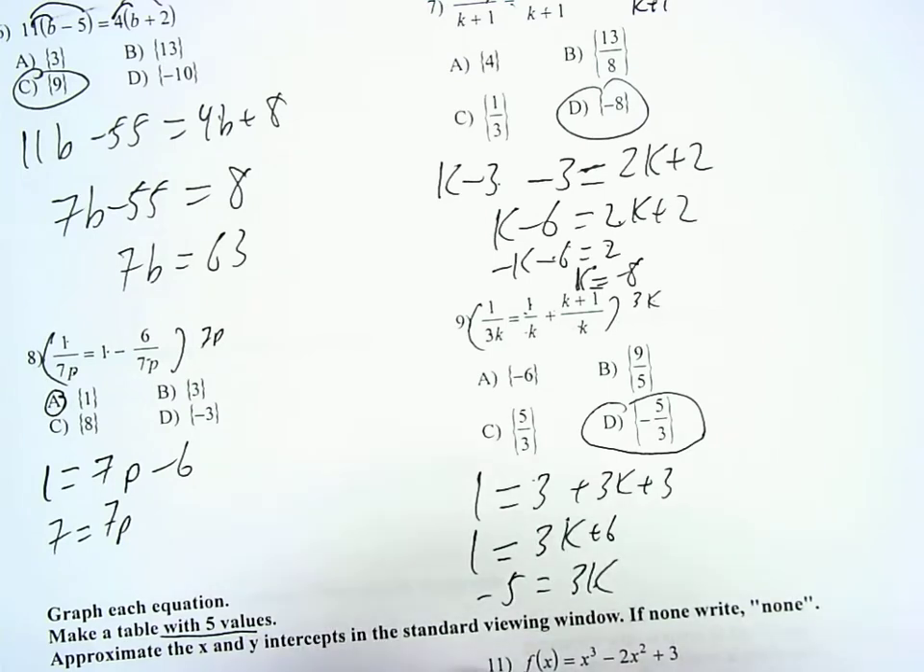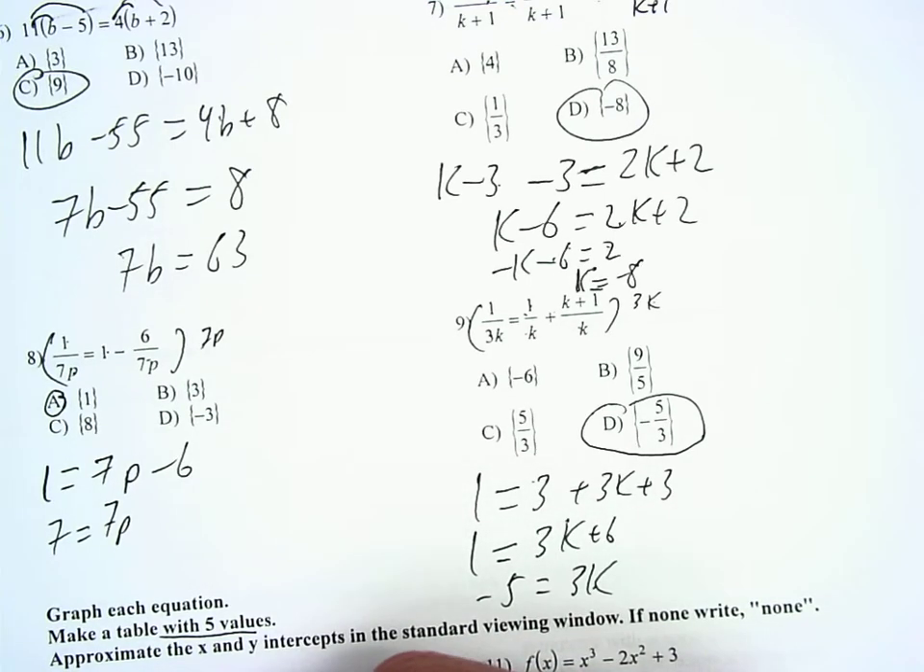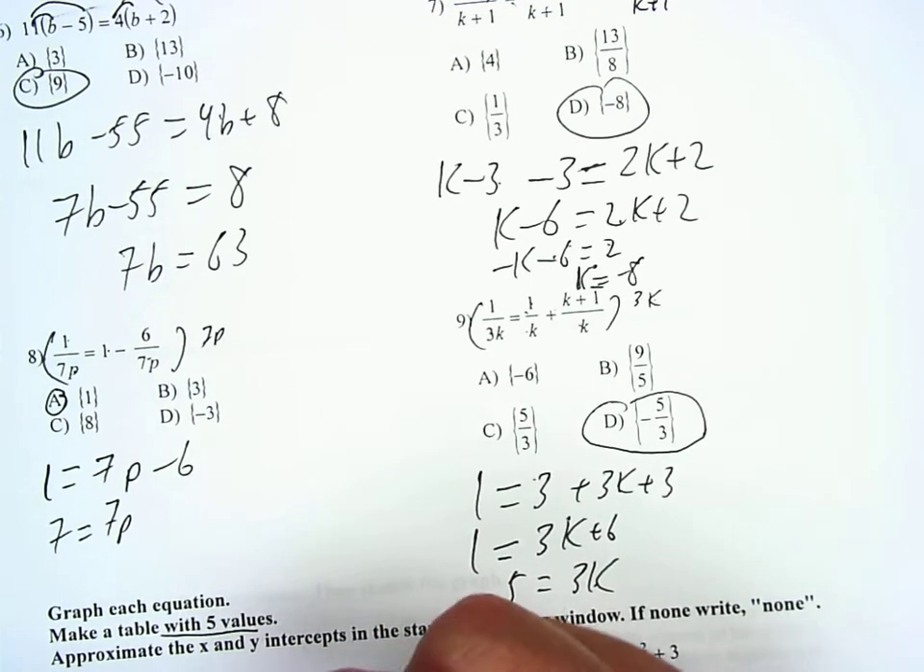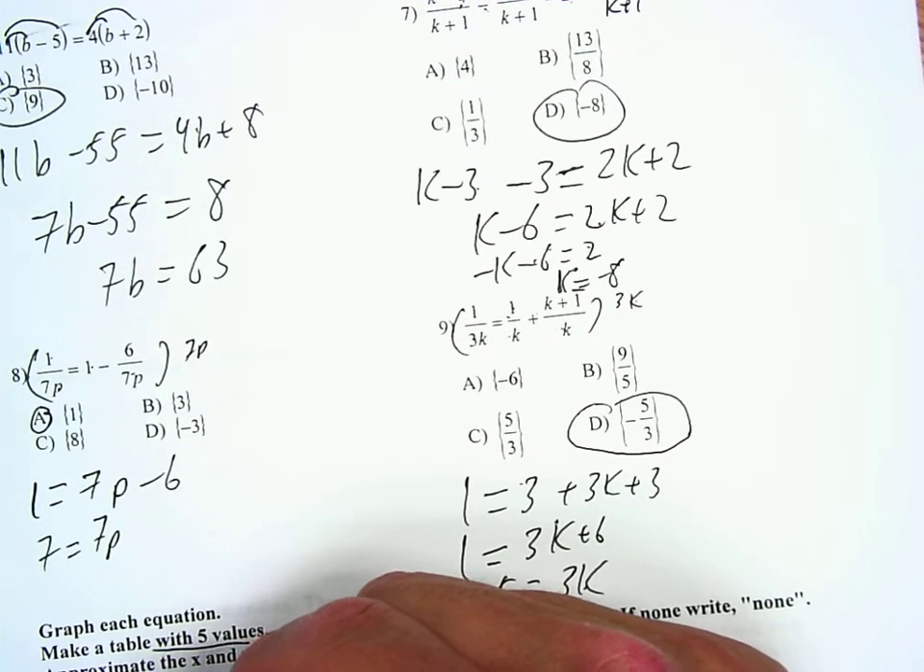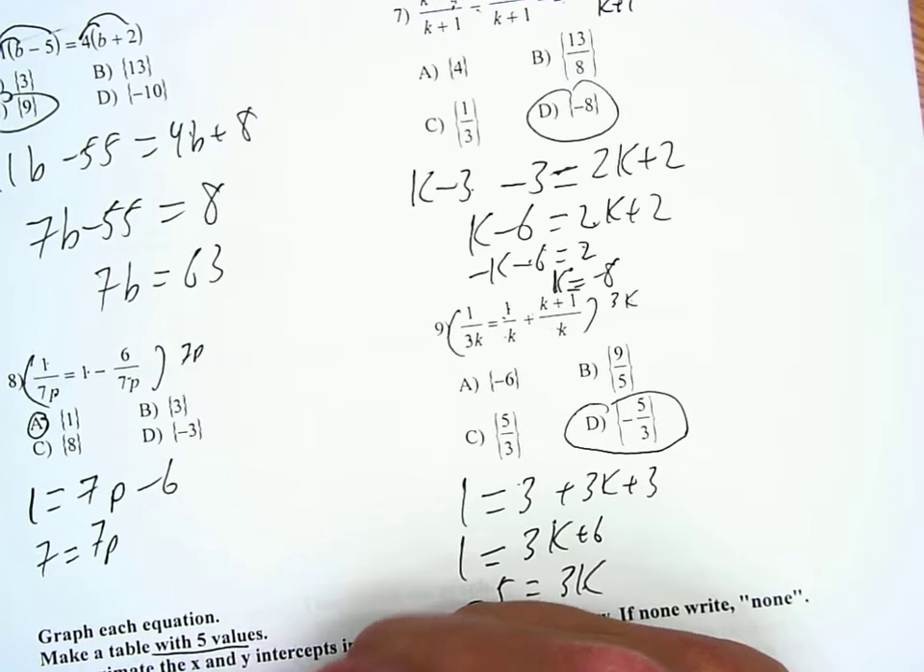So that tells me right there where my vertex is for my absolute value equation. If you remember what that's called, it's called a vertex. So that tells me actually what the equation does. It goes here and here.